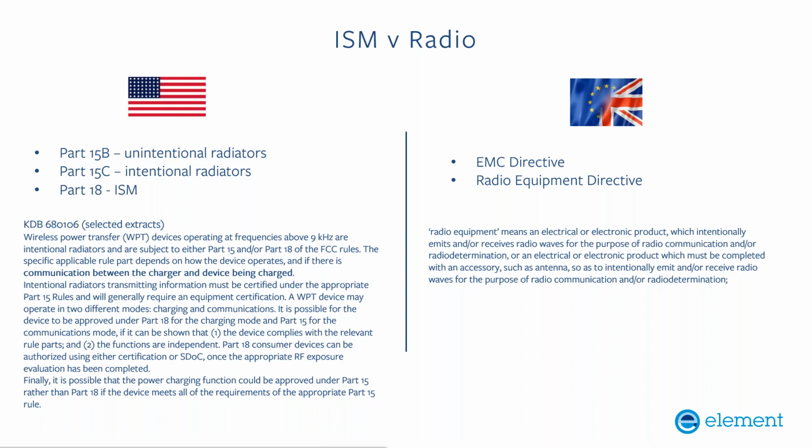Now, the Radio Equipment Directive in Europe defines radio equipment both for communication and radio determination. And it doesn't matter whether it's a transmitter or a receiver or a combination of both of those. All of those types of products are covered under the Radio Equipment Directive. So what I'm going to do is I'm going to come back to one of our original slides, where we were defining what type of WPT system it is that you would be thinking about.